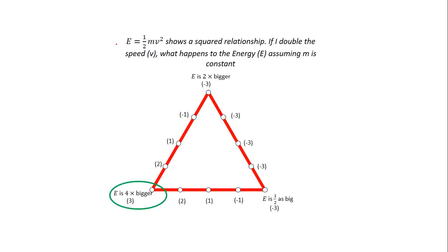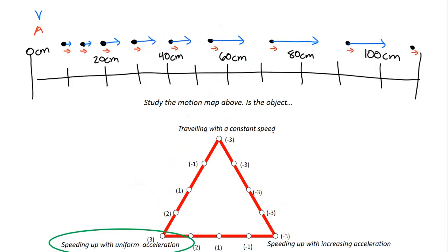Here we go. So E equals a half mv squared shows a squared relationship. That means if I double V, because of that squared, if I'm doubling V, which is times 2, because there's a V squared, I get times 4 for E. So that's why that answer is 4 times bigger.